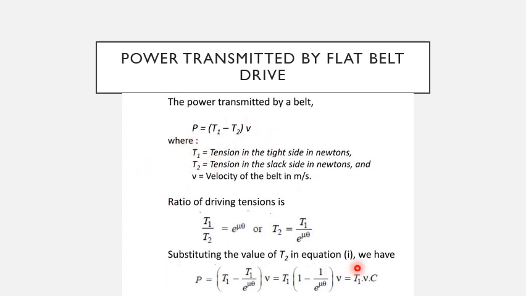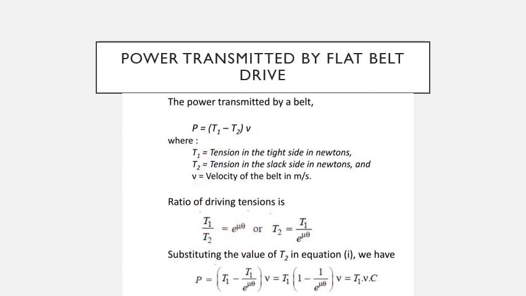This is not necessary right now, but you can calculate the T1 over T2 and put it in this formula to calculate the power transmitted by a flat belt. This is a derivation of calculating the T1 over T2, where mu is the frictional coefficient and theta is the angle. So if you want to calculate the power transmitted by the flat belt, you have to incorporate this equation in this formula.